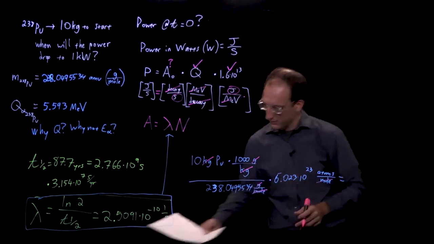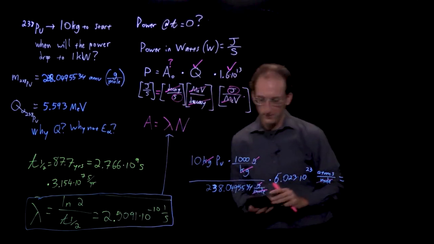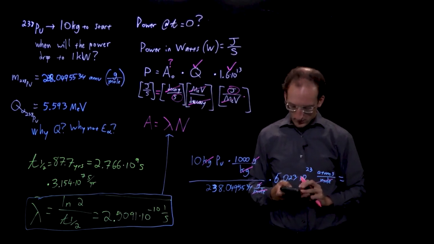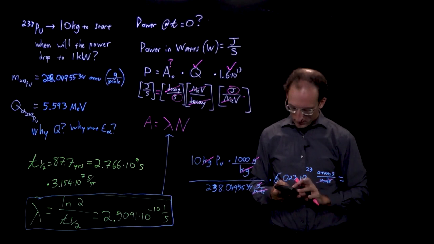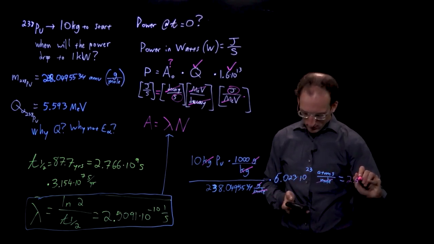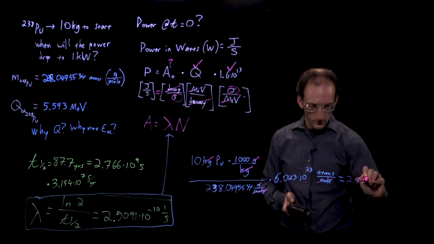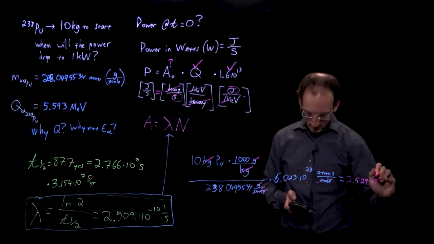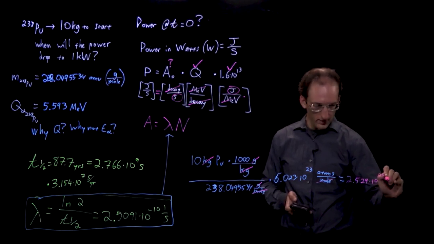Let's see, so this comes out to, let me grab my calculator here, 10 times 1,000 divided by the molar mass of plutonium times Avogadro's number. 2.529 times 10 to the 25 atoms.